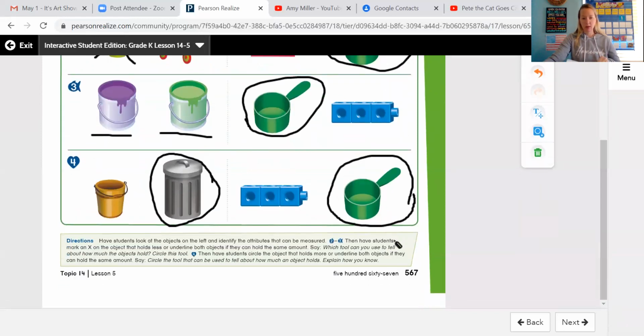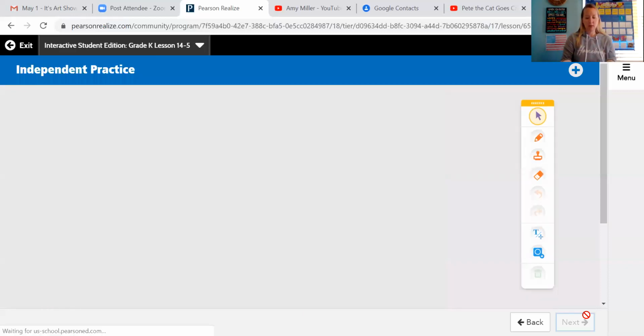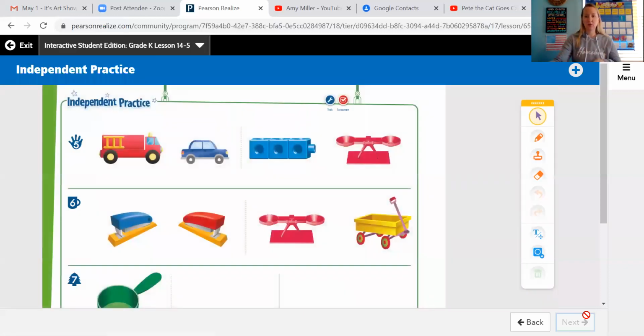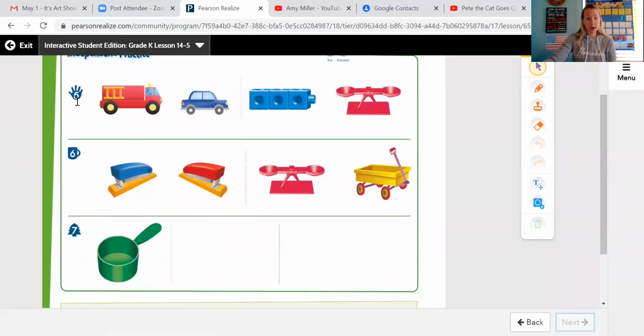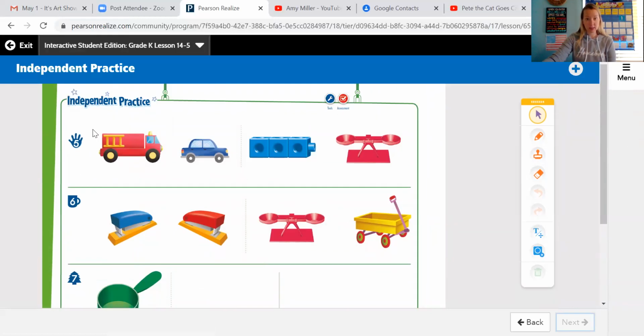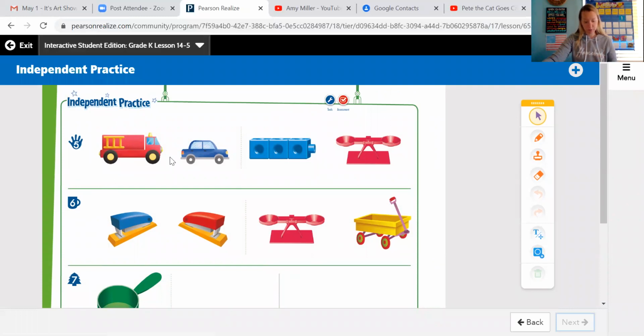All right, and now go ahead and do your hard flip, and we are on the last page. This page you will do all by yourself. I will go over the directions. Number 5 and 6. Here's what you need to do. Look at the objects on the left and talk about the attributes that can be measured. Can you measure their length and height? Can you measure how much they weigh? And can you measure their capacity or how much they hold?